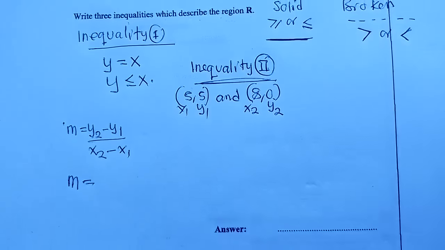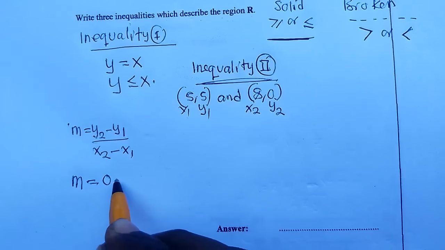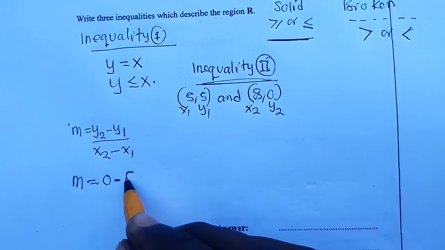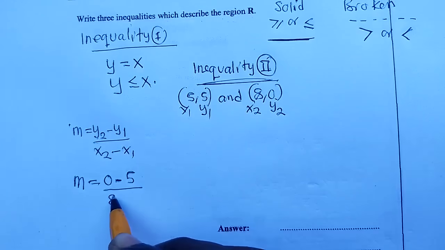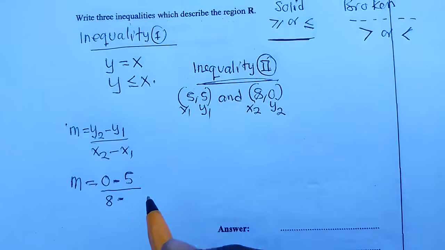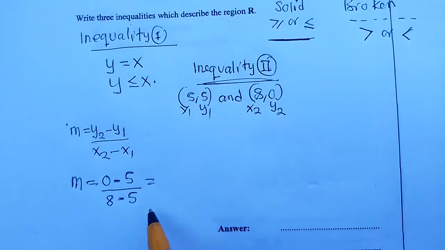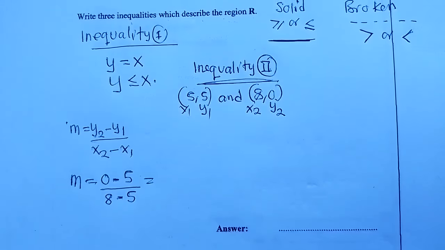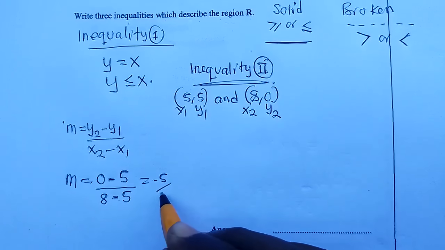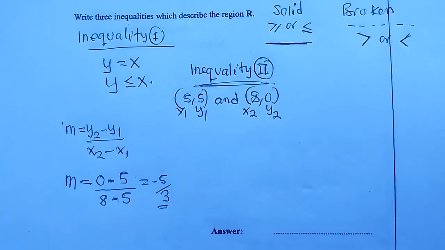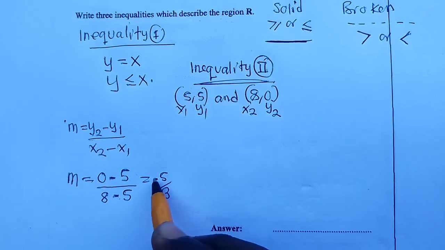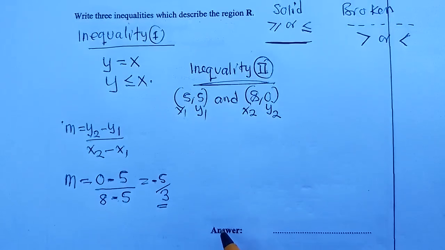So what is your y2? It is 0 minus, what is the y1? That is 5. What is your x2? 8. Minus, what is your x1? It is 5. So this is equal to what? What gradient are you going to form? Negative 5 over 3. Here we are going to have a 3 there. So this is your gradient.